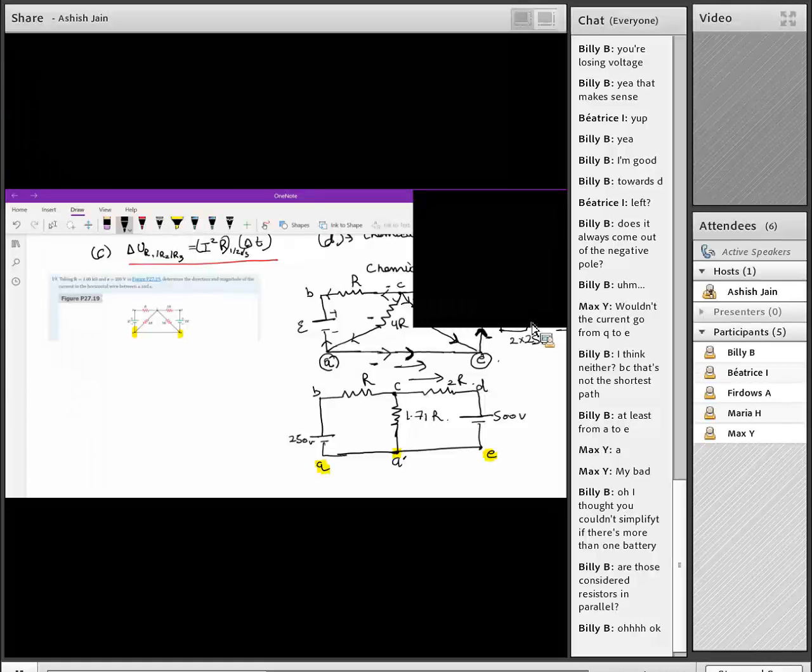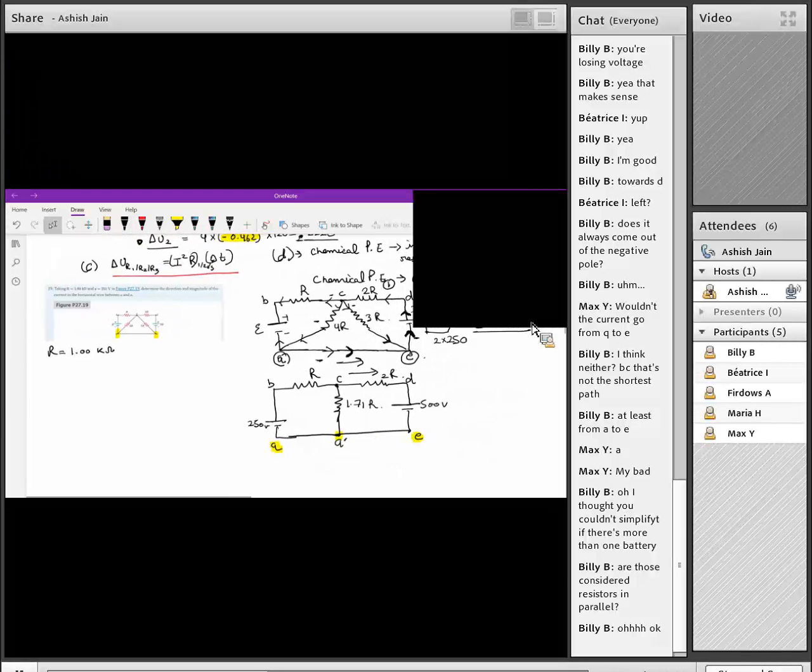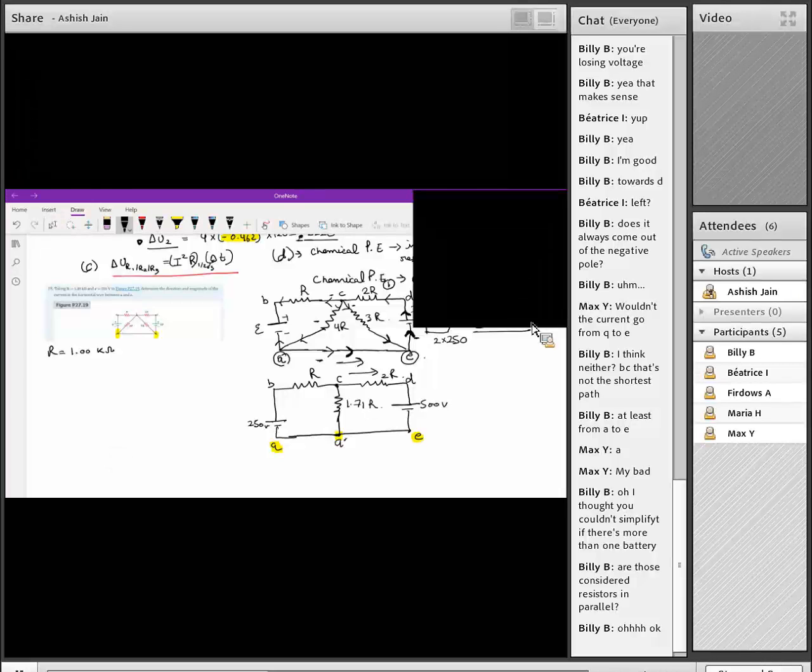Okay, I assume. So also R is given as 1.00 kilo ohm. Now I'm applying Kirchhoff's voltage law to the loop A dash E D C A dash. Okay, let me go counterclockwise.